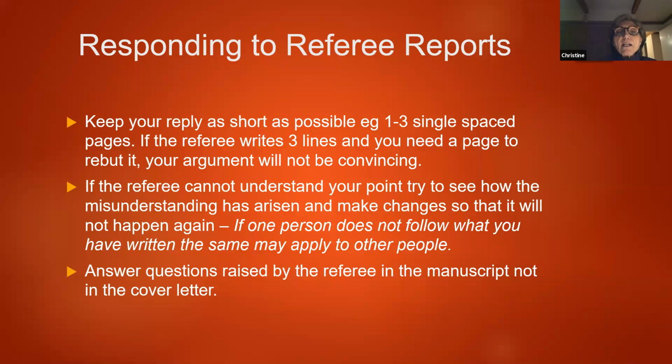If the referee cannot understand your point, try to see how the misunderstanding has arisen and make changes so that it will not happen again. You may have to get help for that, and that's okay. You may have to ask a colleague, I'm not quite sure what they're asking me to do here. And that's helpful. If one person does not follow what you have written, the same may apply to other people. So again, that's key. The referee is fresh eyes looking at your paper.